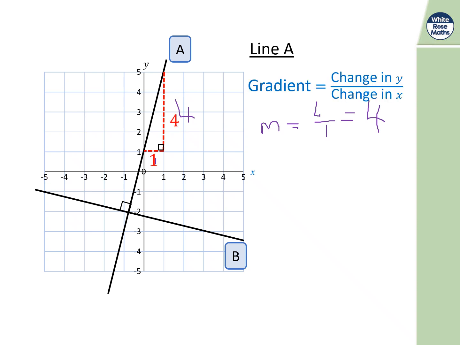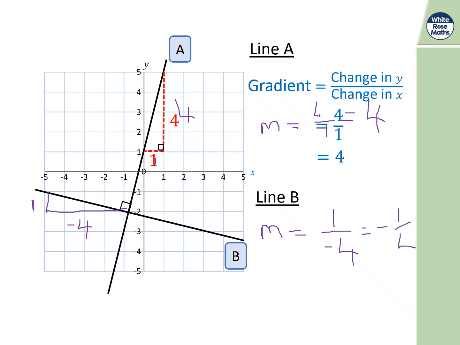We've got 4 there, we've got 1 there, so gradient is the change in y over the change in x, which equals 4. For line B, let's work it out. Line B, we are going to go across minus 4, because we are going to the left, and then up 1. So m is going to equal 1 divided by minus 4, and the answer is just minus a quarter, from our starter.